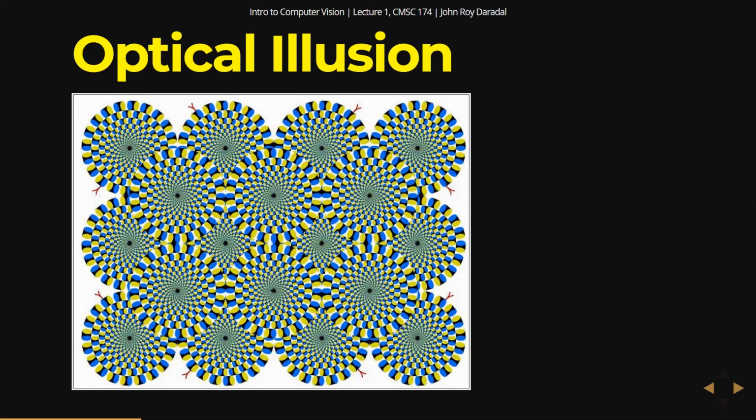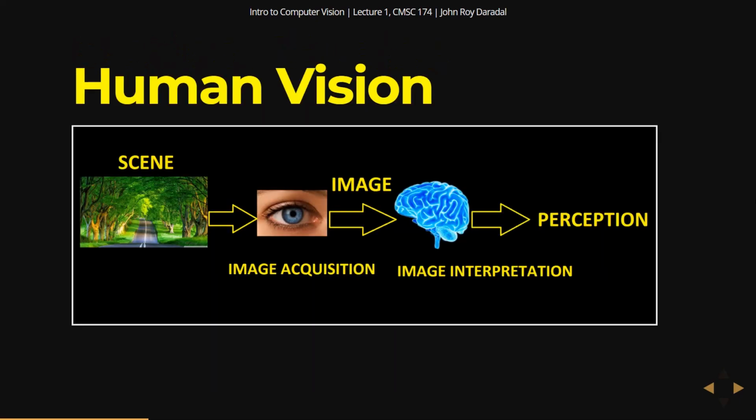Okay, so the brain, or our visual system, is fooled into thinking that this is moving when in fact it is not. It's because it's an optical illusion. Okay, so the way that human vision works is shown here in this step-by-step process.